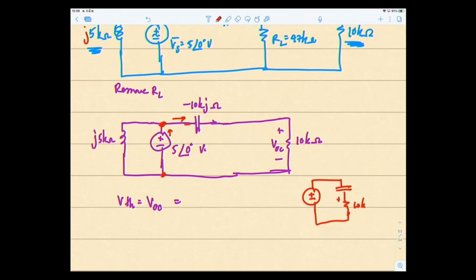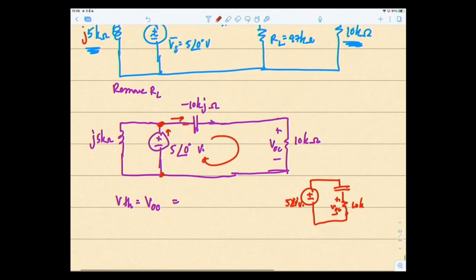Can you see that? This is your VOC and this is 5 volt. You said you have one loop right here, and then your VOC is divided out from the 5 volt, so you can apply voltage dividers.